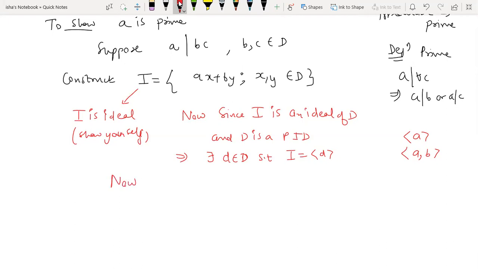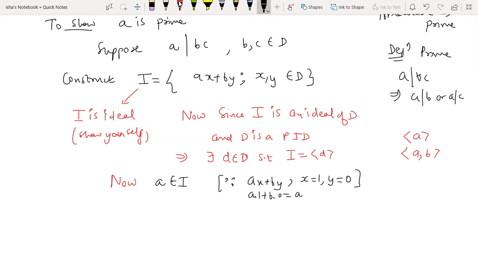Now A belongs to I, clearly. No doubt in that, because in I what kind of elements are there? AX plus BY, where X, Y belong to D. If I take X equals 1 and Y equals 0, I will get A into 1 plus B into 0, which is A. For all choices of X and Y, all these elements are in my ideal, right? So that means A belongs to the ideal.